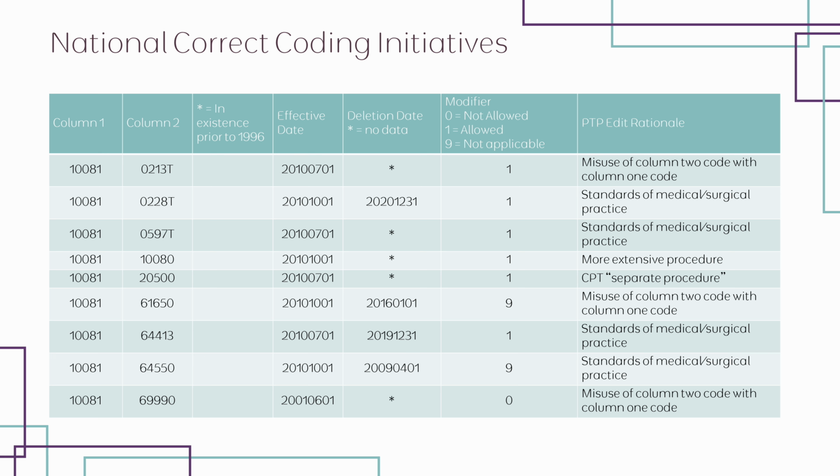Another rationale involves mutually exclusive edits, which means that the two procedures are clinically unlikely to be performed together on the same patient during the same encounter. For example, you may see this applied to two different lab tests that would provide the same diagnostic result. The PTP edit rationale may also reference your CPT guidelines or CMS manual instructions to justify why a certain code combination is bundled. Reviewing this rationale can help coders make more informed decisions about whether a modifier is appropriate and when it is acceptable to override an edit.